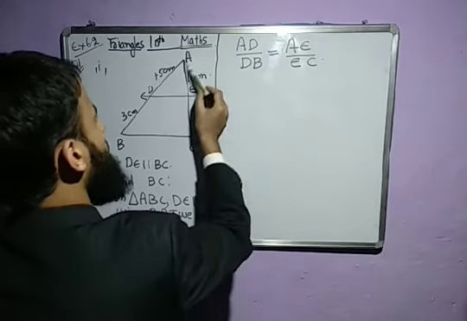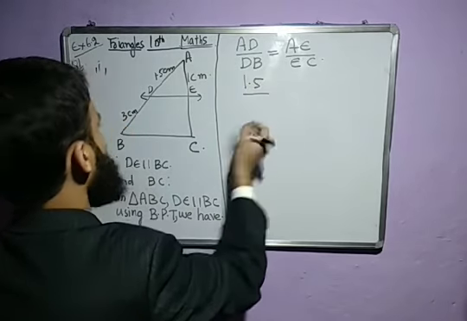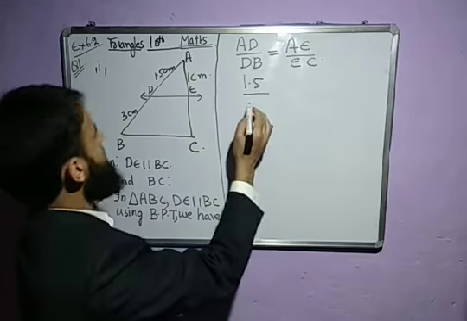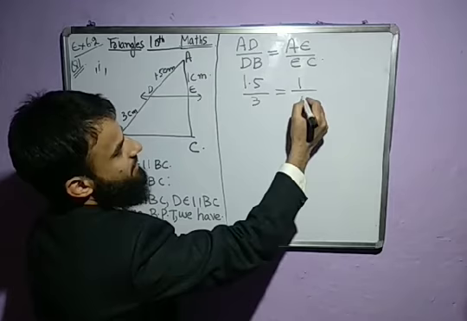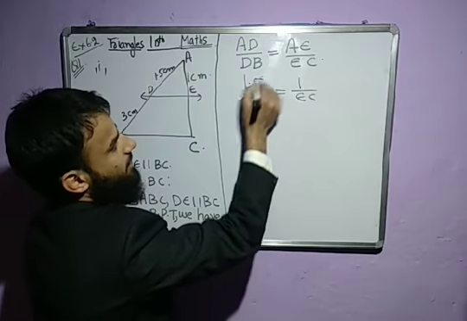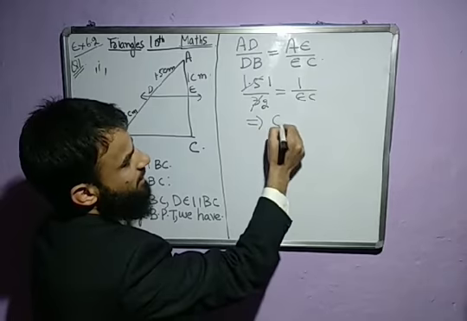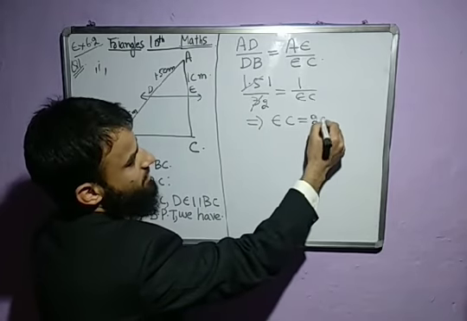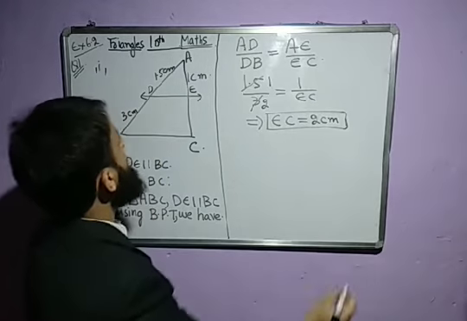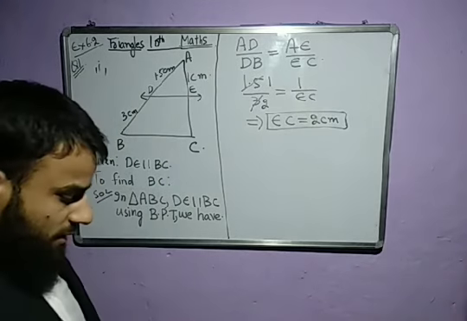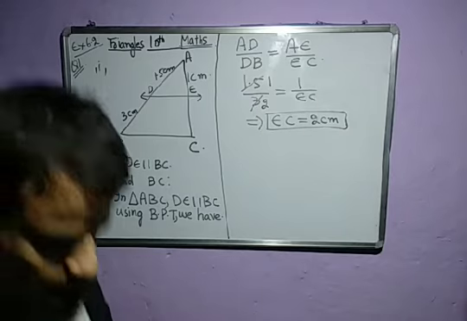Okay, so AD is given that it is 1.5. So let's put the values. DB is given, it is 3 centimeters. So 1.5 by 3 is equal to AE is given, it is 1, divided by EC. So it will become 1.5 ones are 1.5, twos are 3. So I will get EC as 2 centimeter. So this is the first part. The second part is similar to this. So we'll now start question number 2.